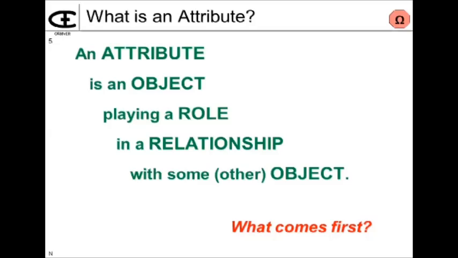Okay, I showed you this before when we were reviewing H1. An attribute. I say, what is an attribute? An attribute is an object playing a role in a relationship with some other object. Could be the same type of object. What comes first? We have objects first. And then we have relationships. And then depending upon the nature of those relationships, we can start to talk about attributes. But only at that point can we start to talk about attributes.